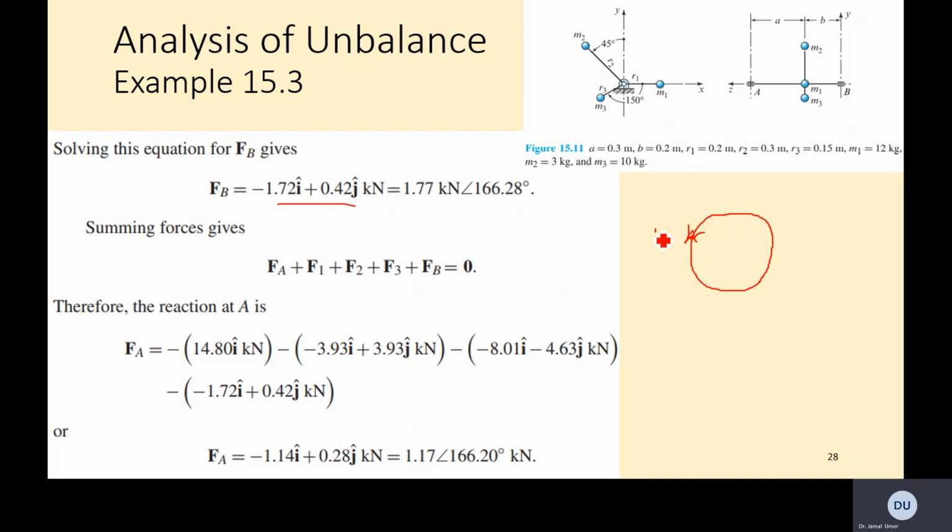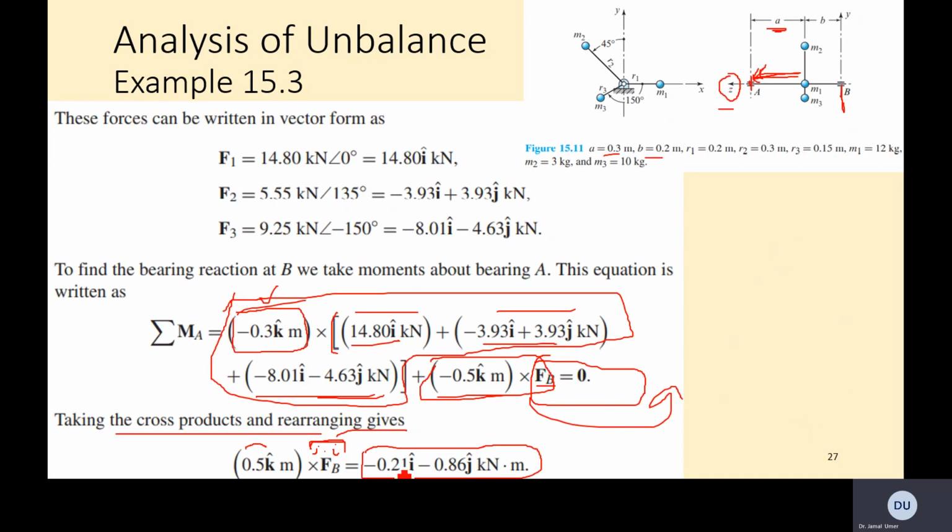So you have i, j, and k basically, right? If you multiply i with k, you have j; j multiplied by i, you have k; or k with j, you will have i. This was like in vector analysis, if you look back. So be careful with the positive and negative signs.